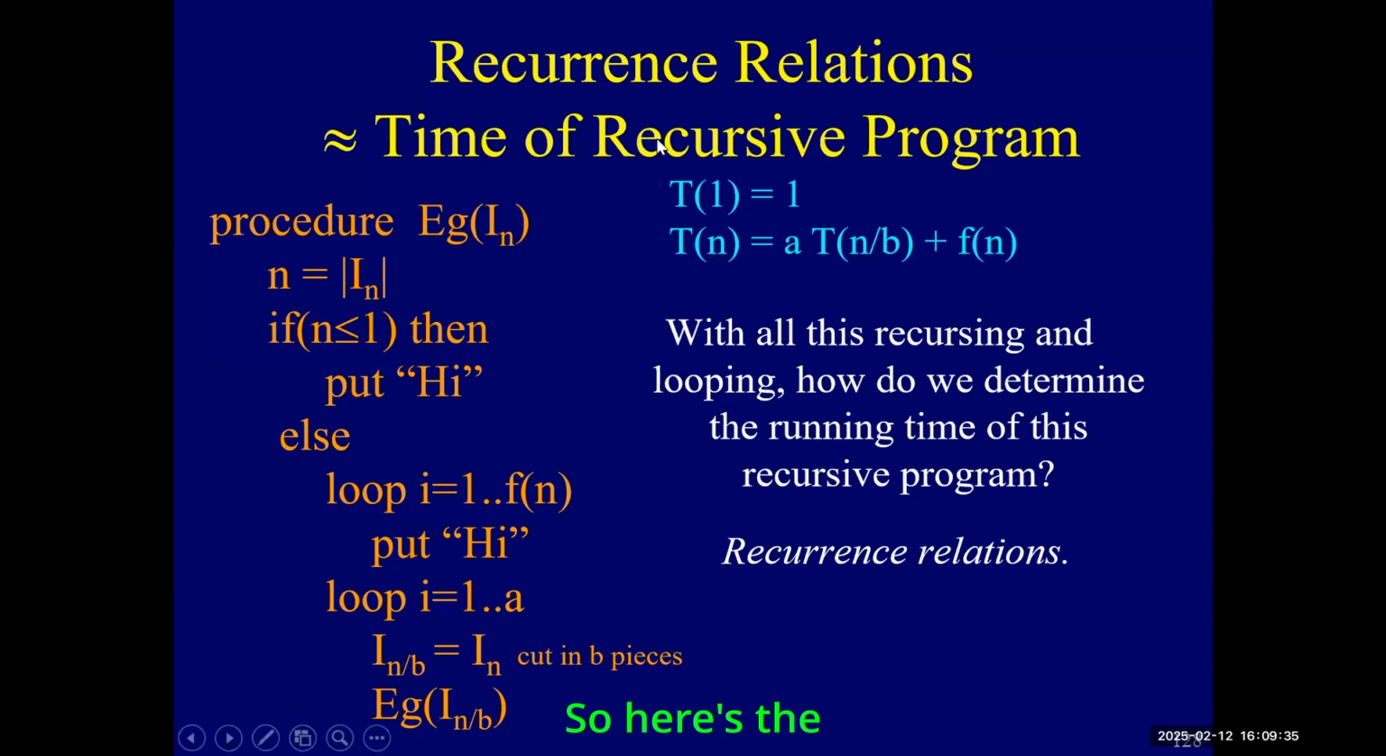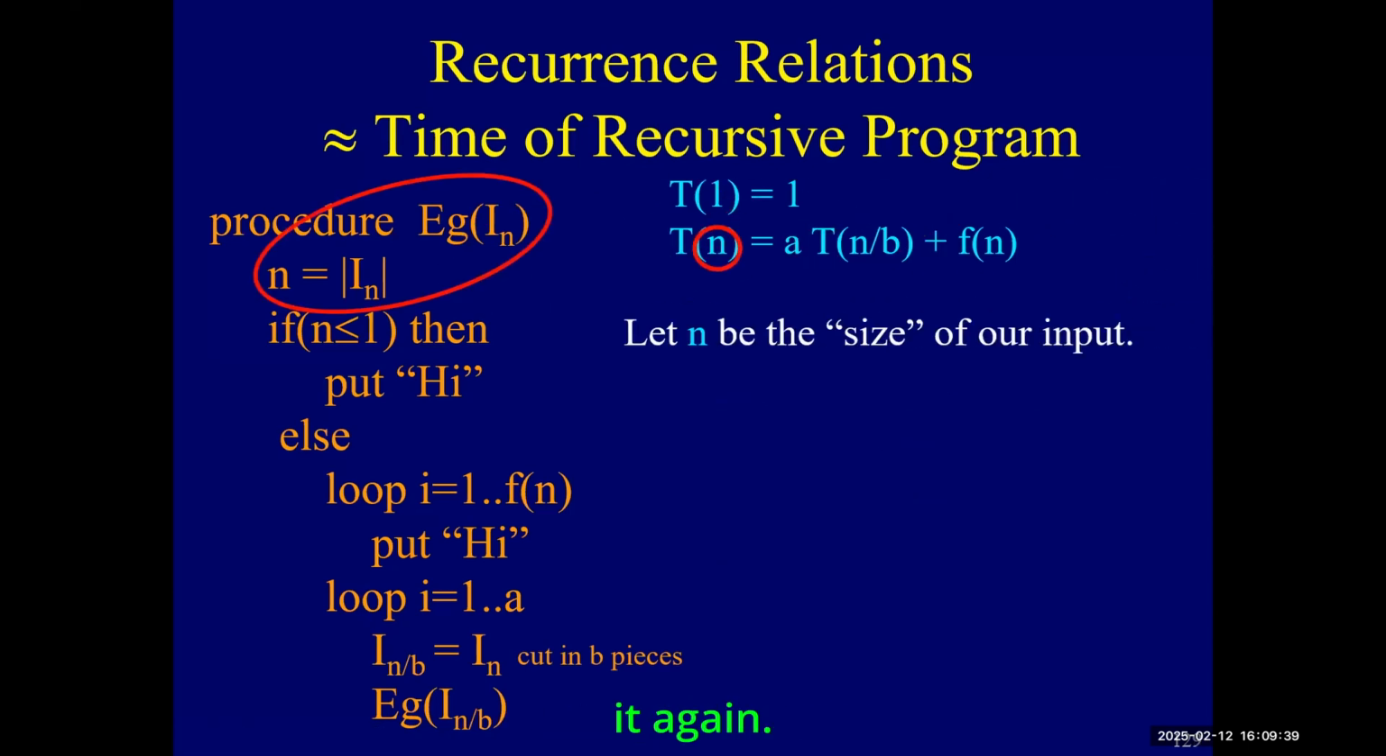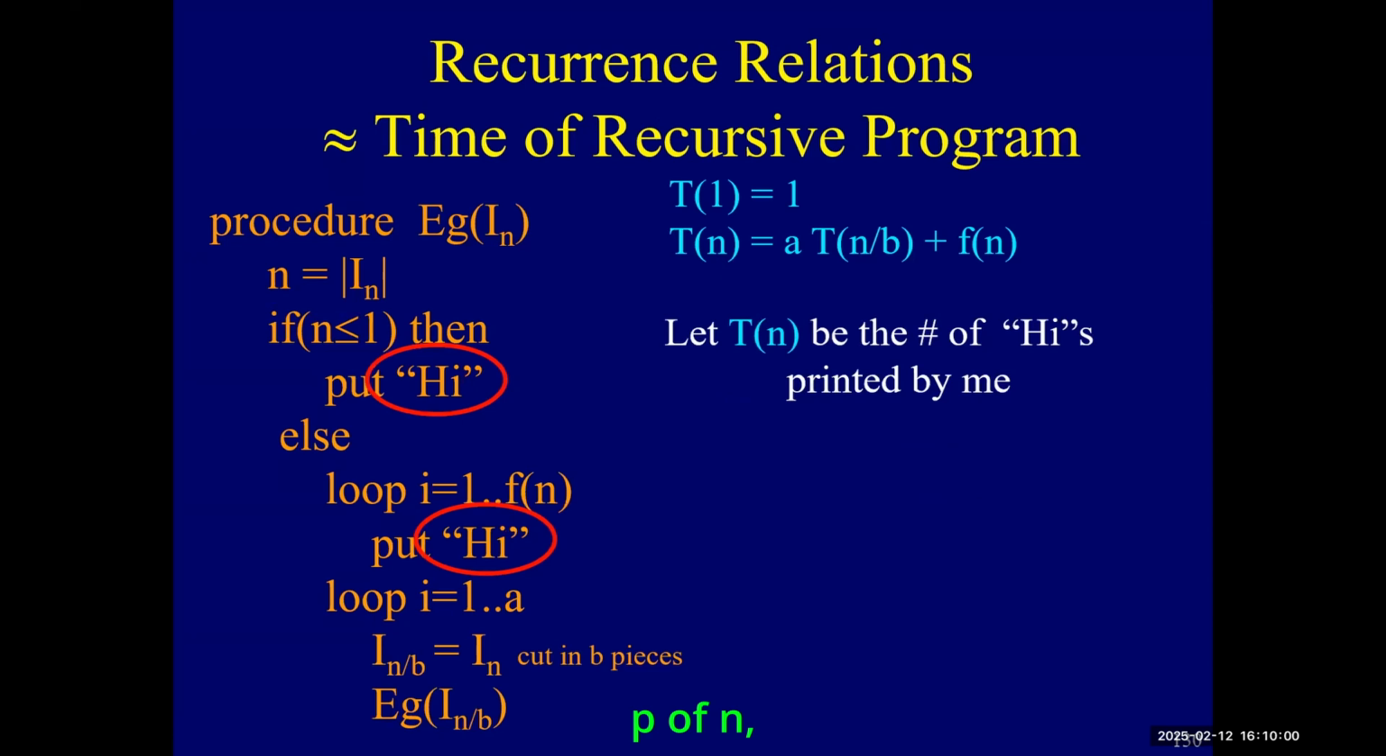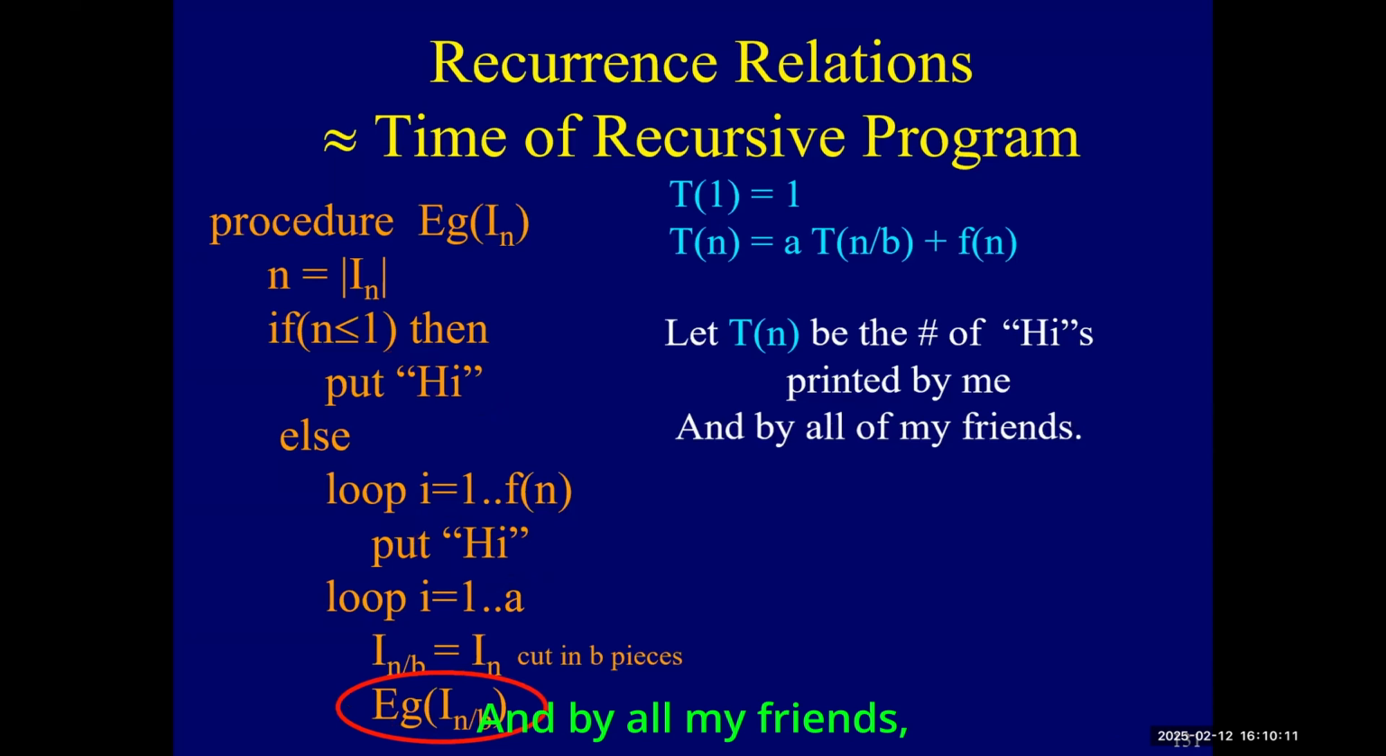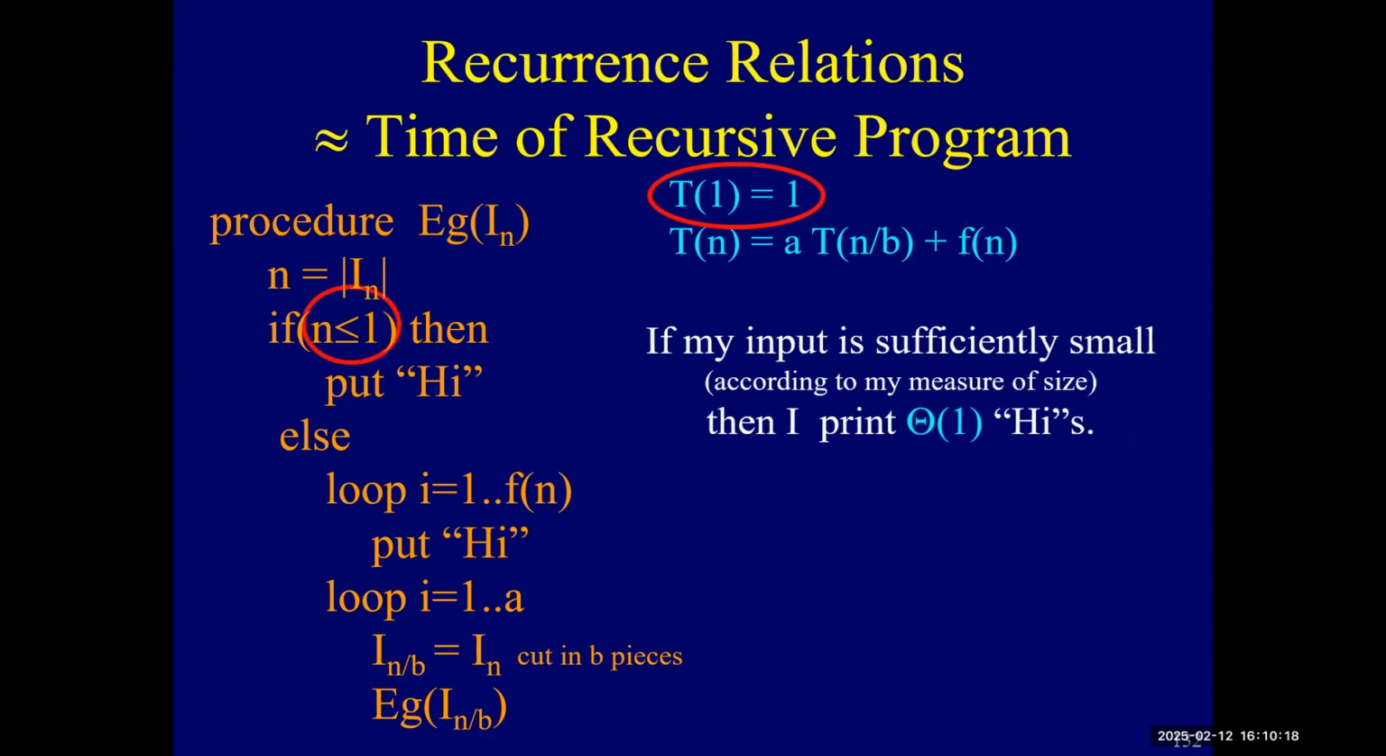All right, so here's the recurrence relation. Let's go through it again. We define P of n to be the amount of work for me and all my friends to solve a problem of size n, where n is the size of my input. In this case, P of n is the number of highs that get printed on an input of size n by me and all my friends. P of n is the work I do plus all the work my friends do and their friends and their friends. So suppose n is 1, then I print out 1 high.